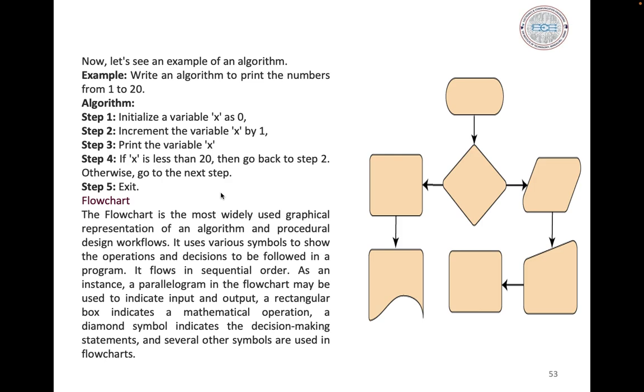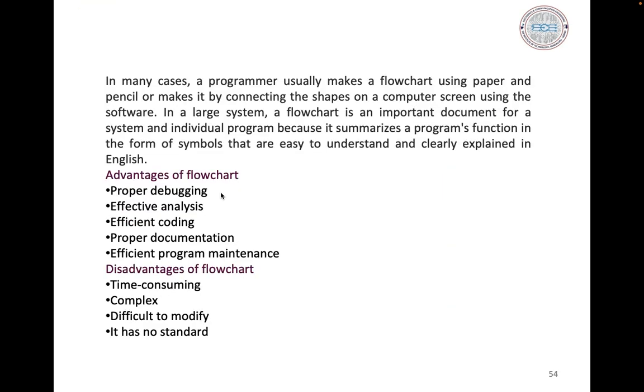So the flowchart is the most widely used graphical representation of algorithm and procedural design workflows. It uses various symbols to show the operations and decisions to be followed in a program. It flows in sequential order. As an instance, a parallelogram in the flowchart may be used to indicate input and output. A rectangular box indicates a mathematical operation. A diamond symbol indicates decision making statements. Several other symbols are used in flowcharts.